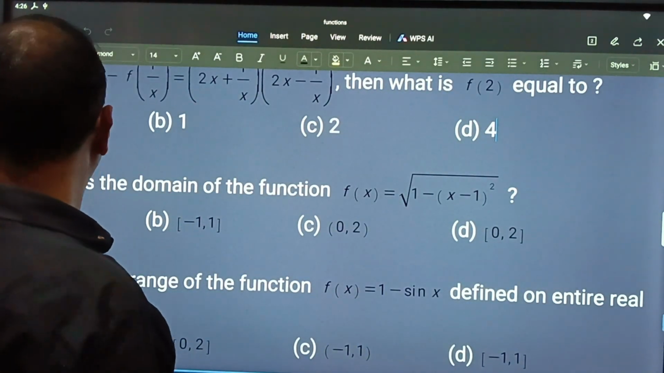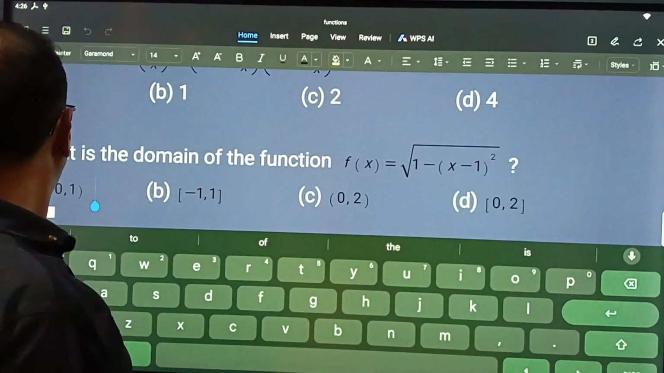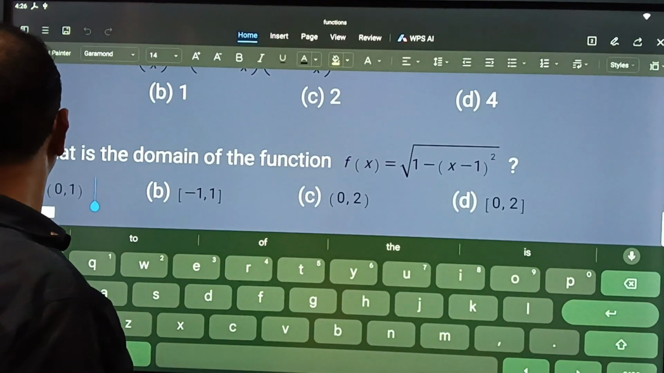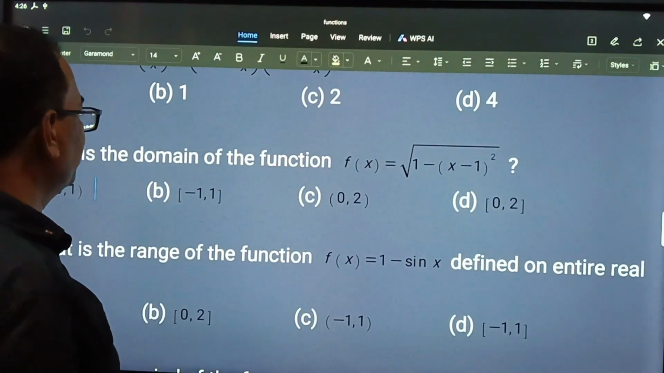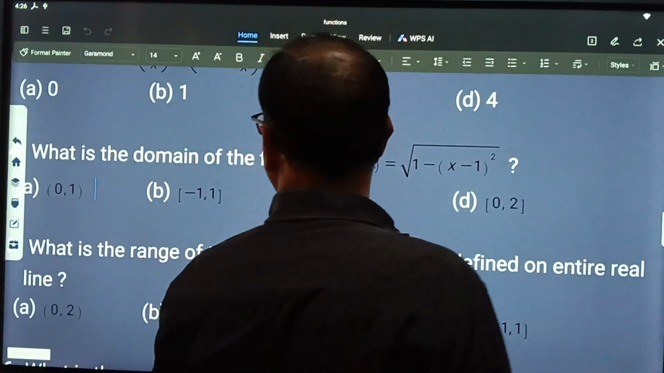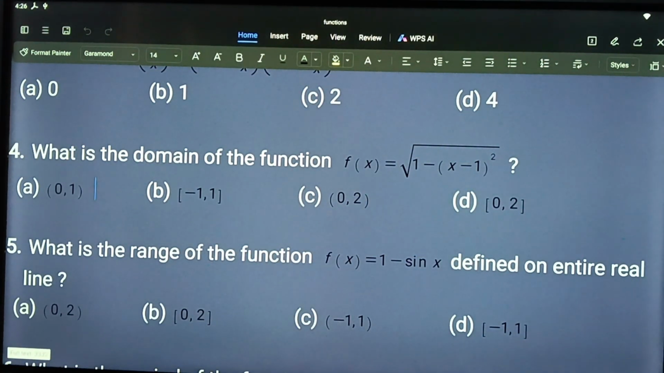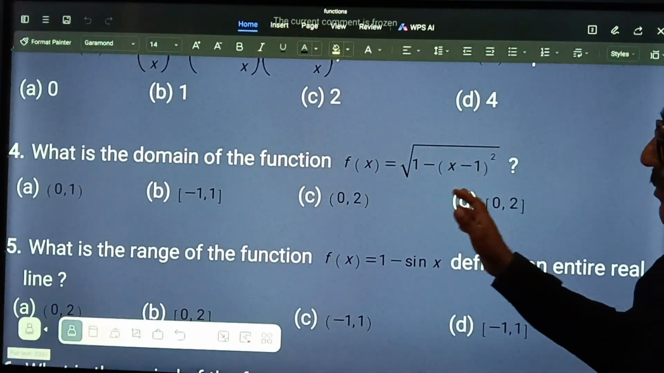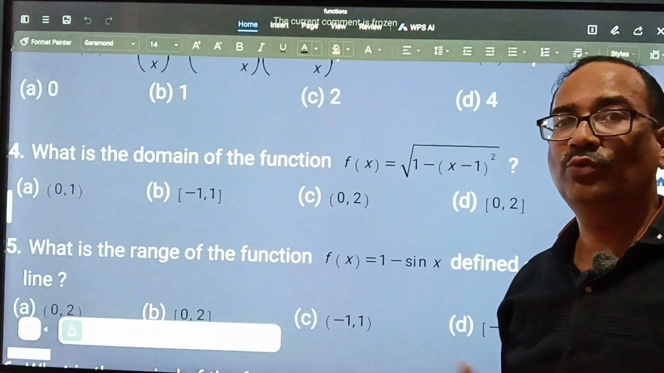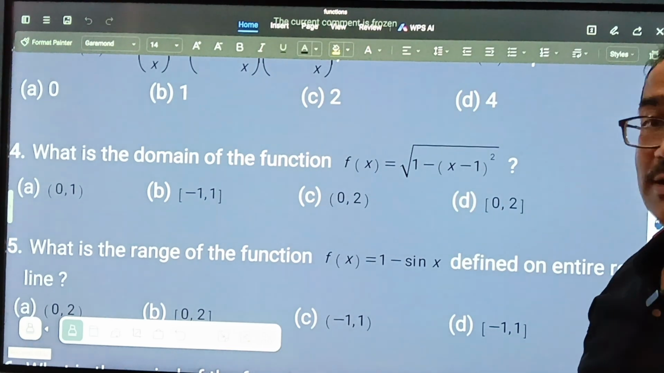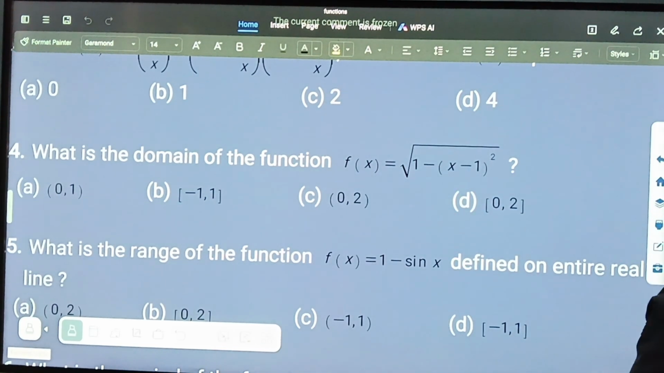Now we can take the next question for you. What is the domain of this function? Domain of the function, 4 options are given. How to find it? We know very well, this is a square root function. A square root is never negative.